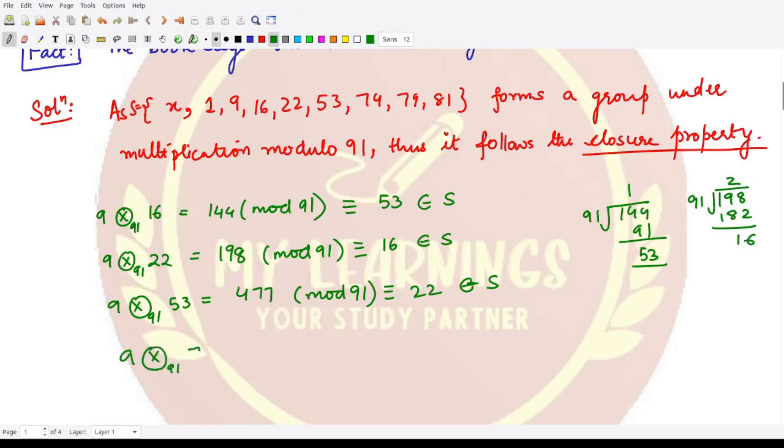Let's see what we have here. When you multiply 9 with 74, you have 666, and we need to calculate 666 under mod 91. This is equal to 29, and surprisingly enough, 29 is not present in S.